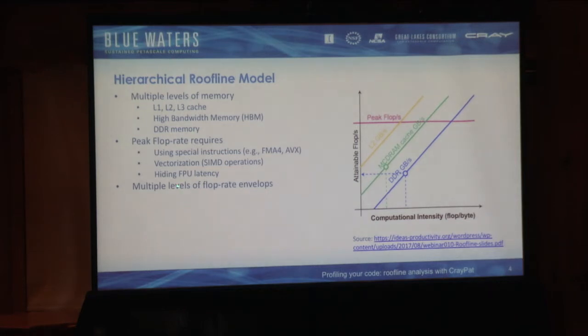You also need to hide your FP latency. Based on that, we may have three different ceilings. The best one is the peak flop rate, but if for some reason you cannot use the specialized instruction, you may have this kind of peak flop, or if your algorithm cannot use vectorization at all, the maximum peak is here.